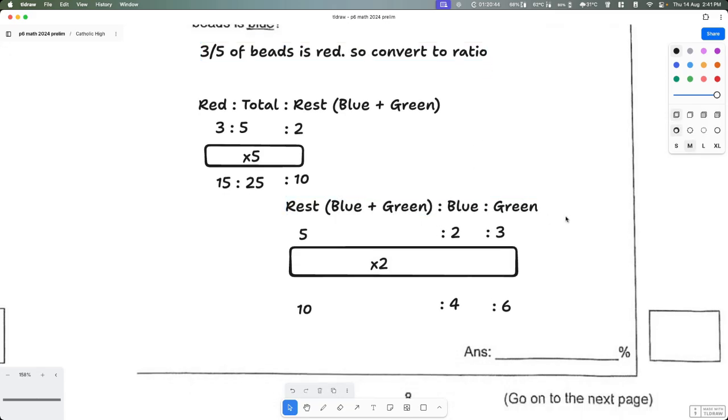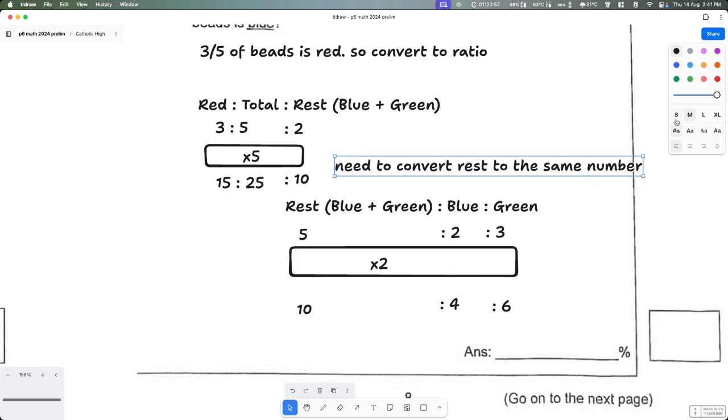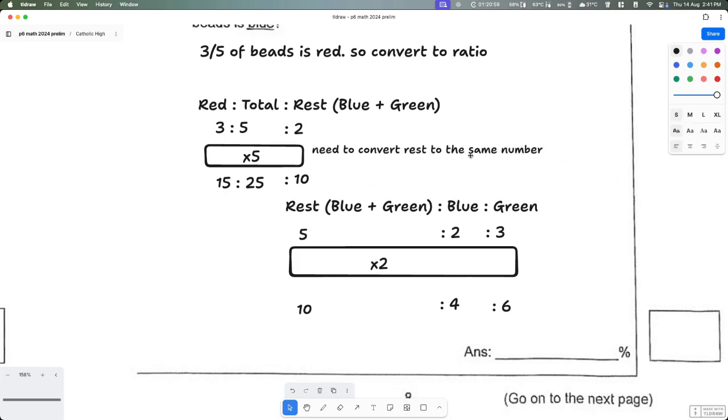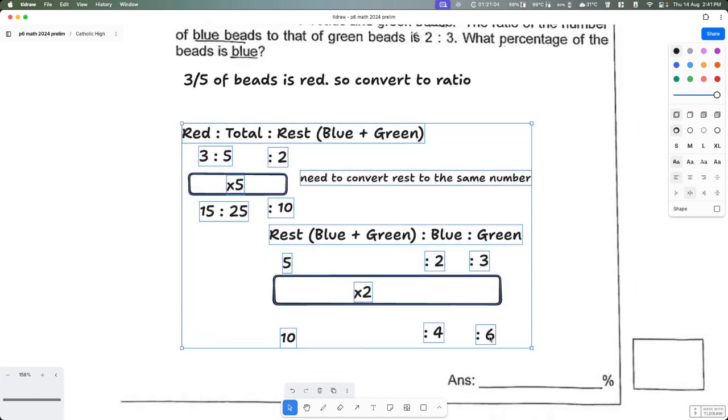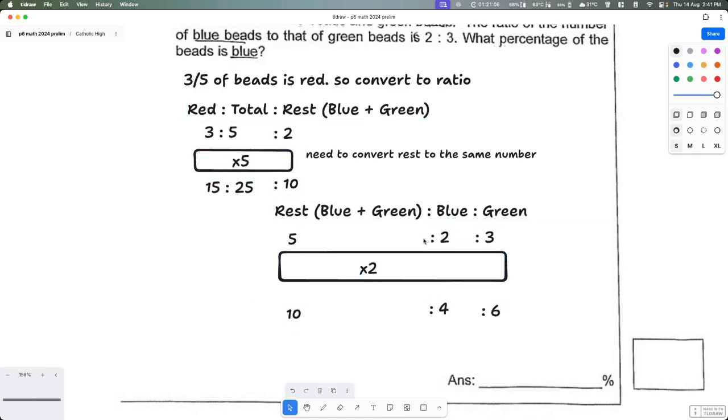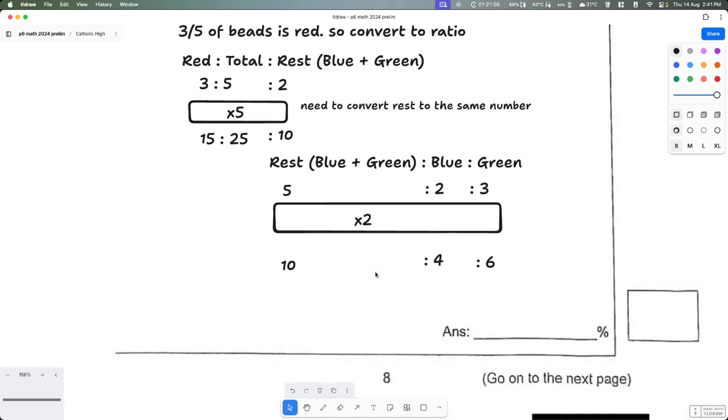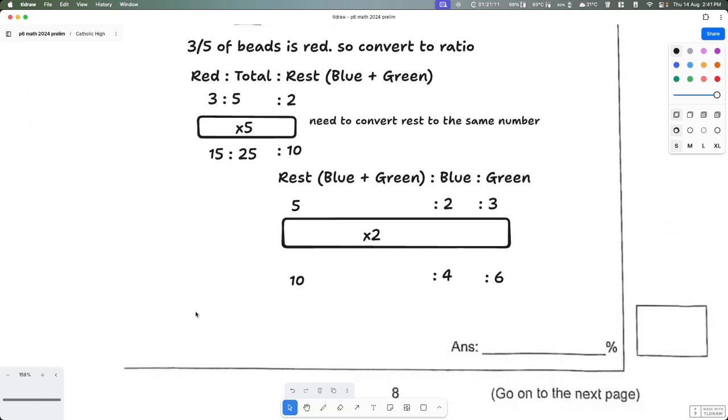So now since we basically need to convert the rest to the same number, okay, over here. Okay, so that's what I see over here, right? So now we have this. The next part is we have blue. So blue over here. So we want to get blue. Blue will be, so total is equal to 25. And then blue is equal to 4.